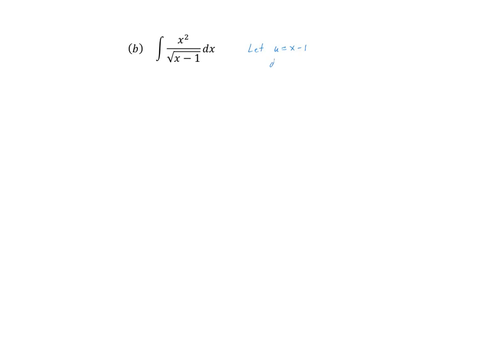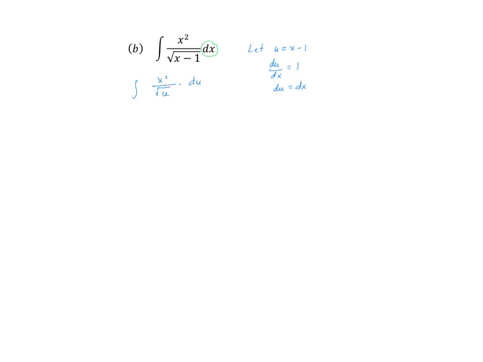So when I take the derivative of u with respect to x, that's just 1. So notice that if I were to solve for the dx so I can replace it in my integral, I have du is equal to dx. Let's look at what that looks like. This integral is going to have an x squared over the square root of u times dx is du.